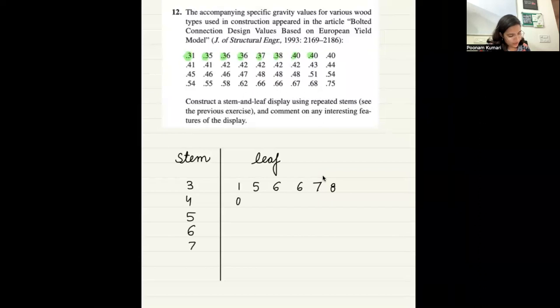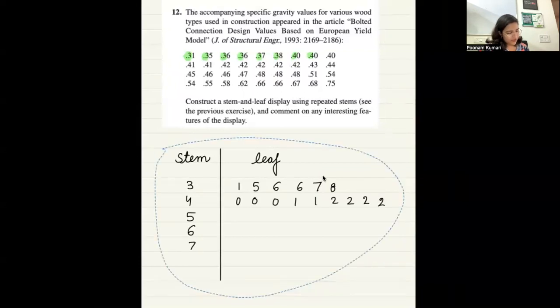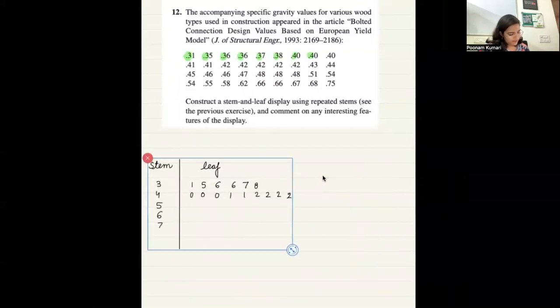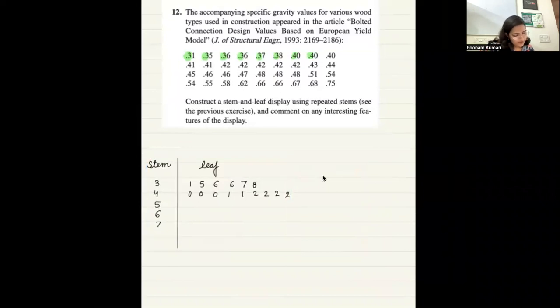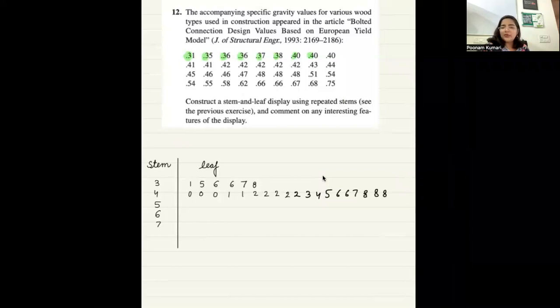And then 4, 0, 0, 0, 1, 1, 2, 2, 2, and 2. And then, oh my God, this is going to take a lot of space. So let's just reduce this size. So we have 2 5 times 1 2 3 4 5, and then we have 3, and then we have 4 5 6 6 7 8 8 8, right? These are the numbers that we have.